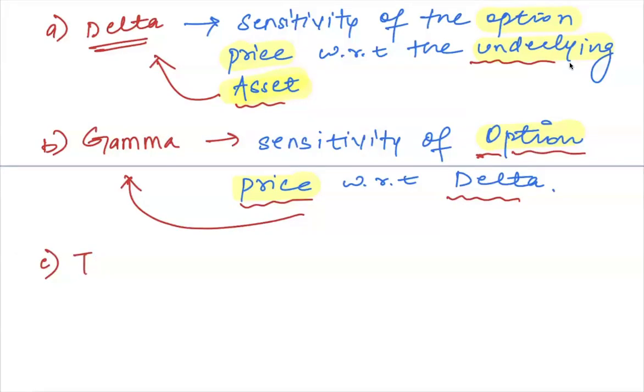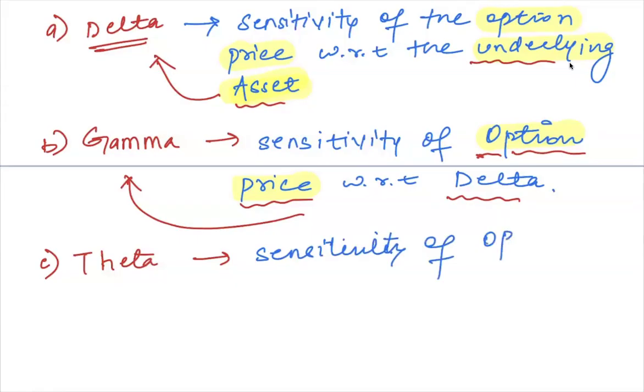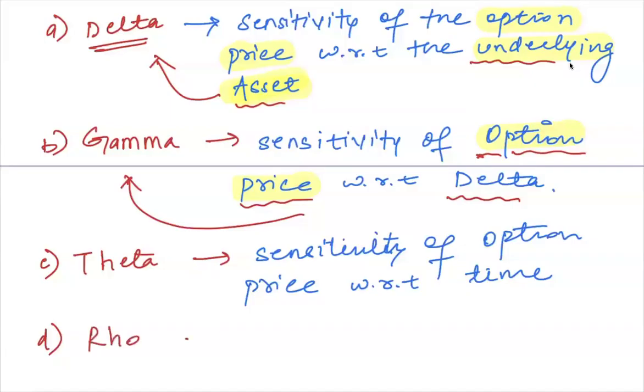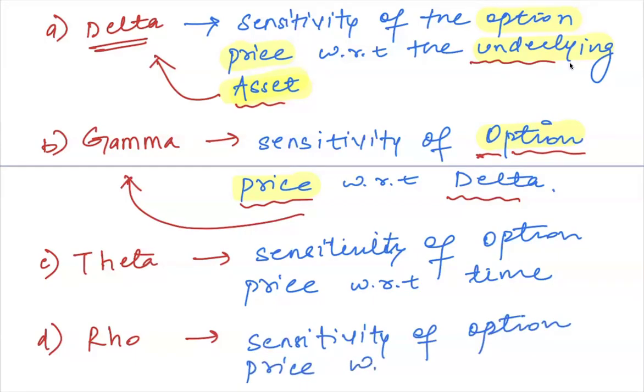Similarly, theta is the sensitivity of option price with respect to time. Then we have rho, which is the sensitivity of option price with respect to the interest rate, or you can also say the risk-free rate.